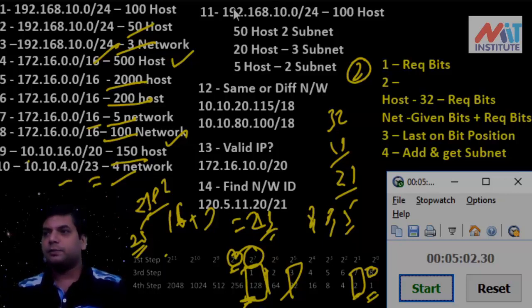Now try to do it yourself. For 50 hosts, how many bits do you require? 6. Okay, 32 minus 6 gives us 26. With 26, the first octet is full, the second octet is full, and in the third octet we have 2 on bits. So the position of the last on bit is the second position, and at the second position we need to add 64. So the network will be 192.168.10.0, 192.168.10.64. Okay, so like this.